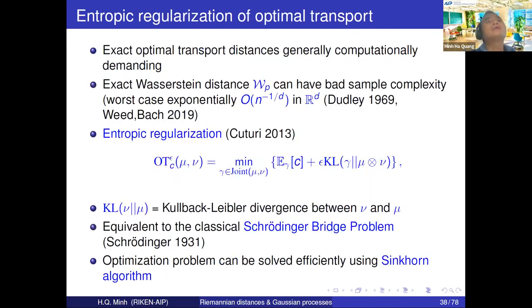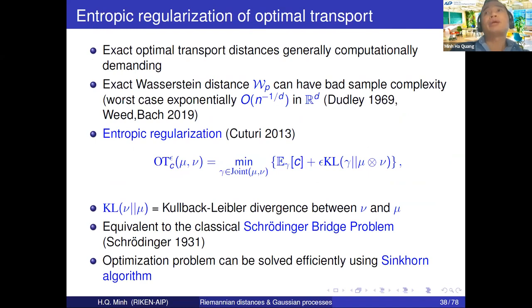So now, let's move to the next topic, which is entropic regularization of optimal transport. The exact optimal transport problem is generally computationally demanding, and the exact Wasserstein distance can have bad sample complexity. It can be exponentially bad, which has been demonstrated by various researchers.